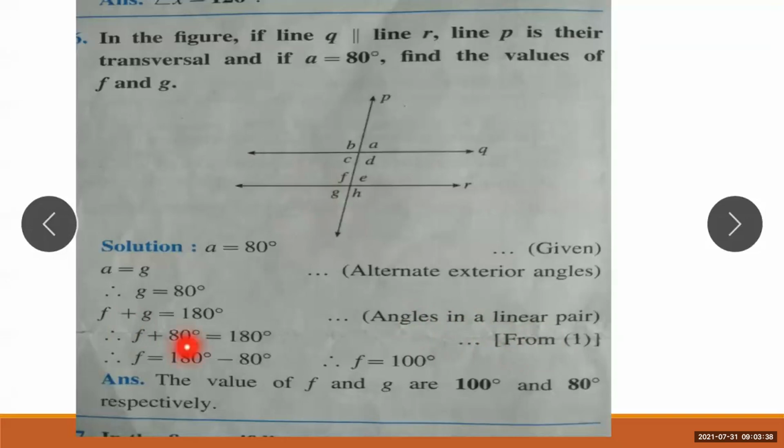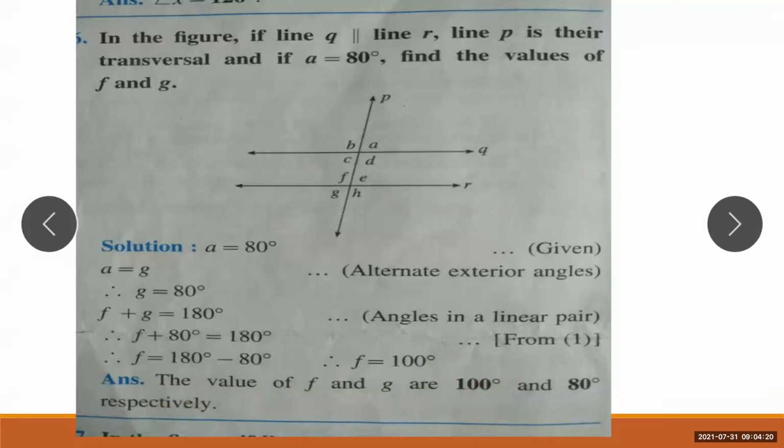Okay, now put the value for angle G. We know it is 80 degree. Now the step is F plus 80 degree equal to 180 degree. And when we subtract 180 degree minus 80, then we find the value of angle F, that is 100 degree. That is a very simple calculation. You just need to know the property. So here the value of angle F is 100 degree and angle G is 80 degree. This is the closing statement. You have to write it at the last of your solution.